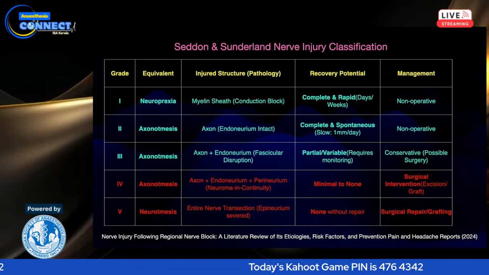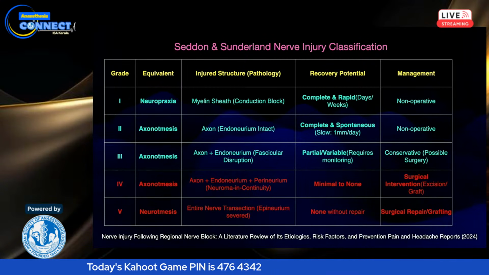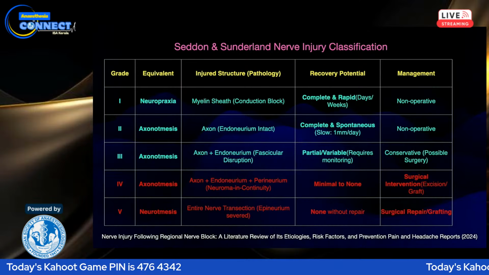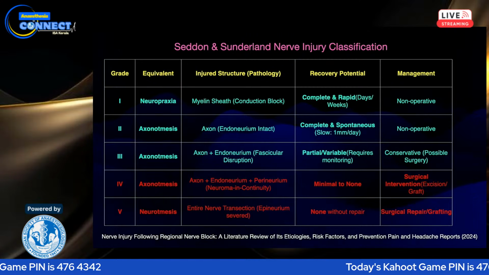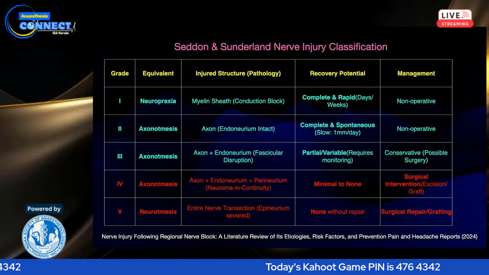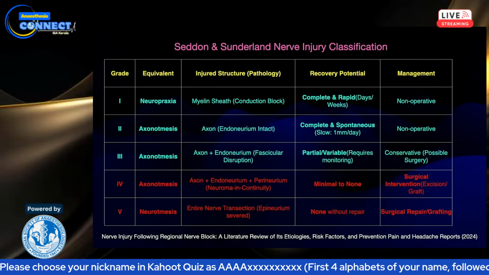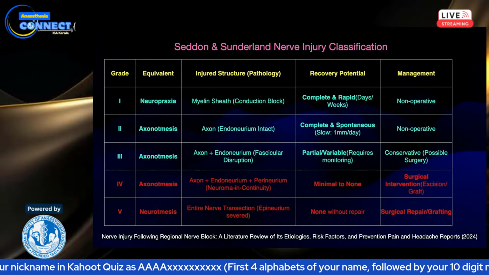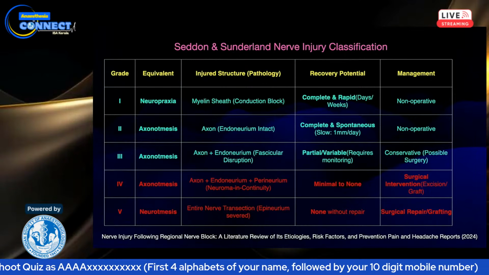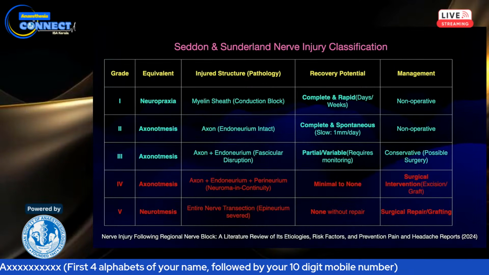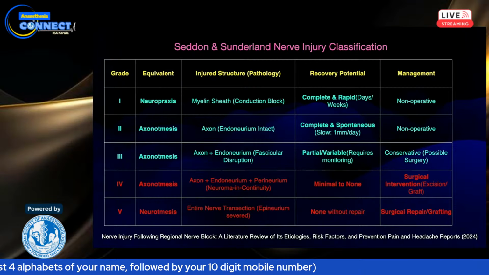Second, grade 2 is an axonotmesis. First one is a neuropraxia alone, but second one is axonotmesis. Axon is injured, endoneurium is intact. Here also the recovery is a good recovery without any surgical intervention. Peripheral nerve injury after our nerve blocks is mainly of the first 1 or 2 grades.